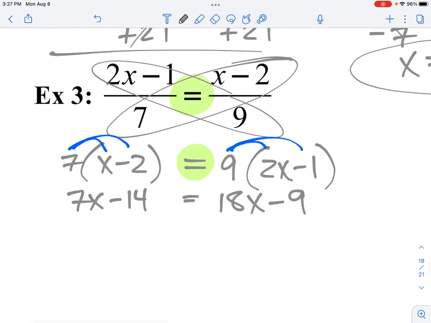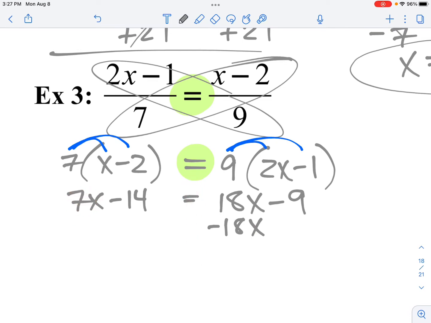Now I'm going to bring my 18x over to join these x's. And then I'm going to take my negative 14 and combine it with my negative 9. So I'm trying to get my x's together and my whole numbers together. I'm going to do the x's first. I'm going to subtract 18x because it's positive right now, and the opposite of positive 18x is negative 18x, and whatever I do to one side of the equation, I have to do to the other one.